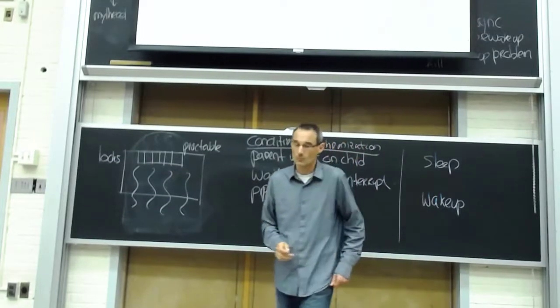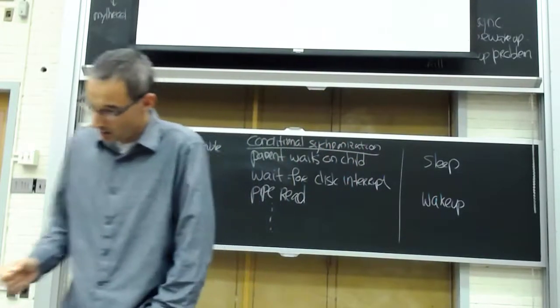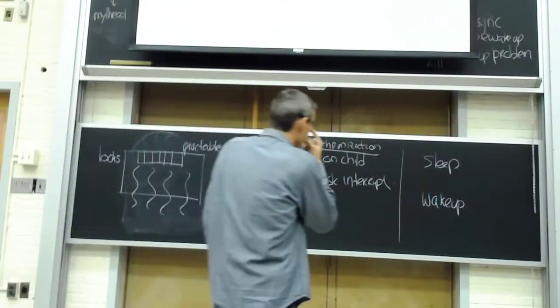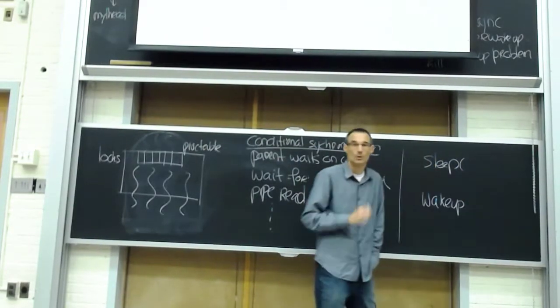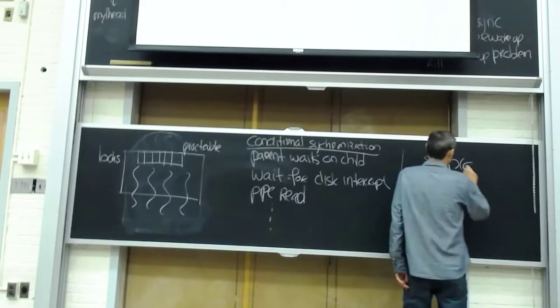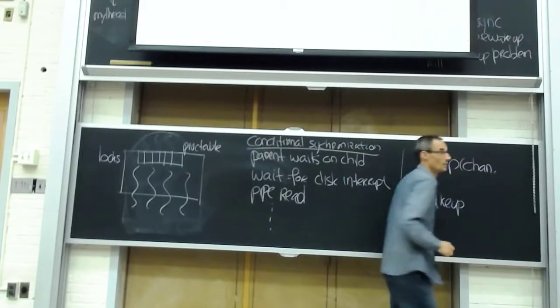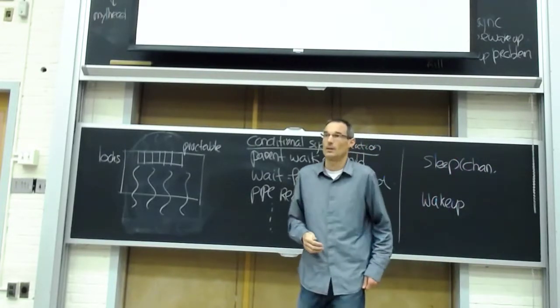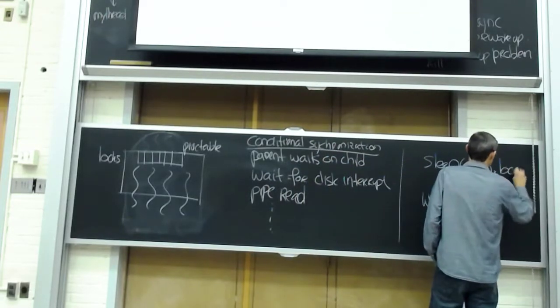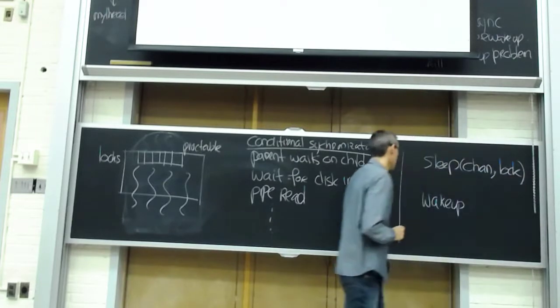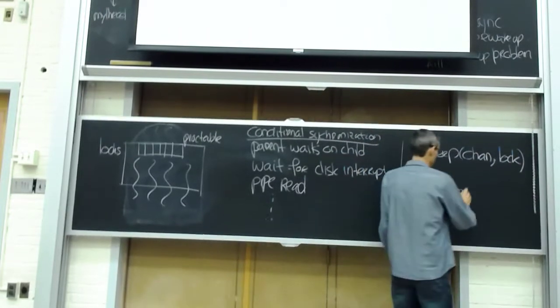Okay. So in the x86 instance, sleep takes two arguments. One is what we call a channel. It really is nothing else than an address, and it takes a lock as an argument. We'll see the second one later. And then wakeup takes the channel as an argument.